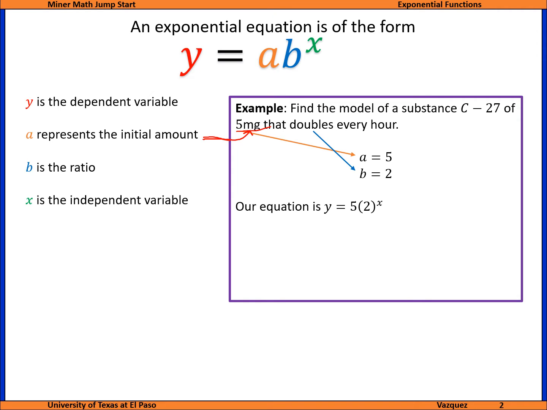Let me show you what that looks like if we were actually to apply it. Let's say after 5 hours, x is the independent variable. We can plug in 5 for x, and that'll give us that after 5 hours, there are now 160 milligrams of C27.